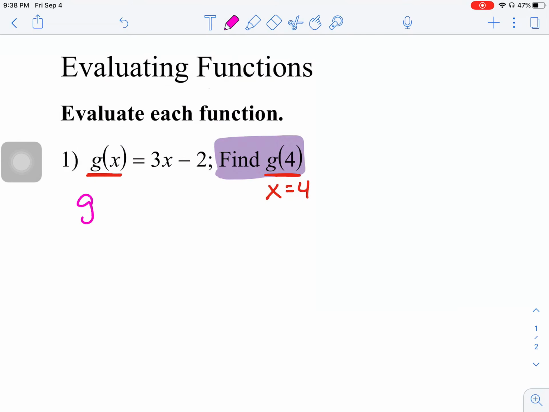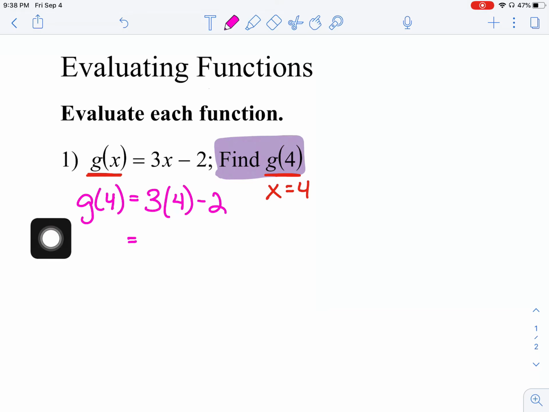So g of 4 is equal to 3. Now, we're going to replace this x with a 4, but I need to make sure I use the right operation mathematically. And 3x means 3 times x. So I'm going to use parentheses here. All right, so 3 times 4 minus 2. After this, all you need to do is pay attention to this right side of the problem here and use your order of operations to solve it.